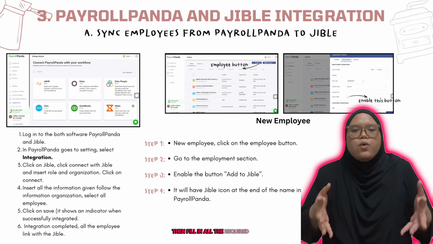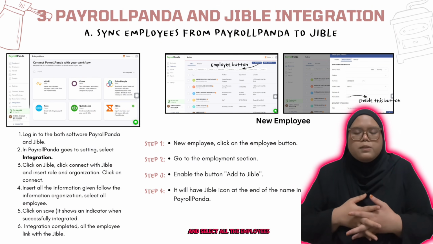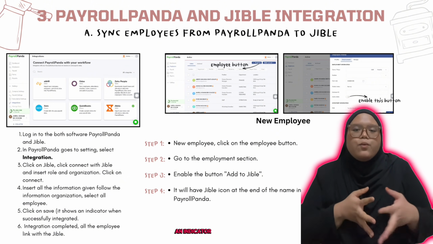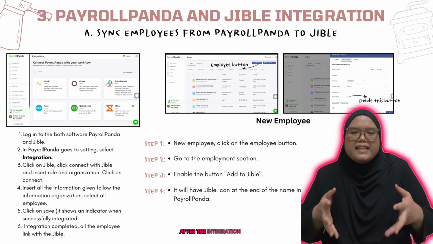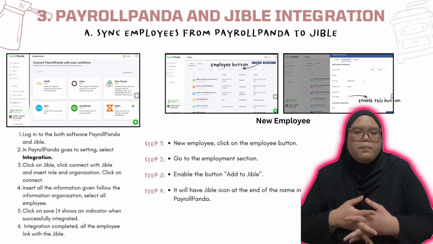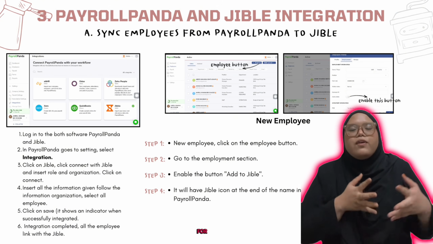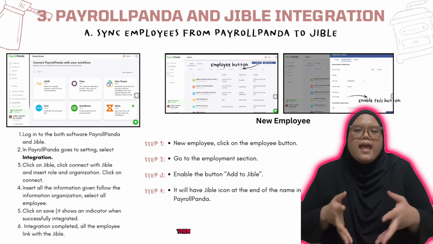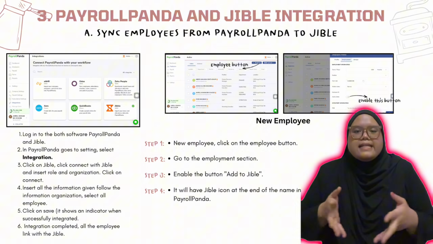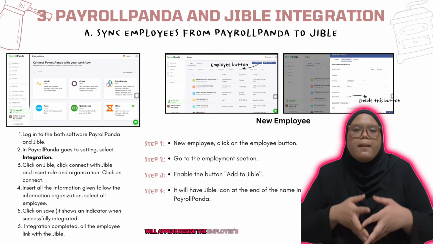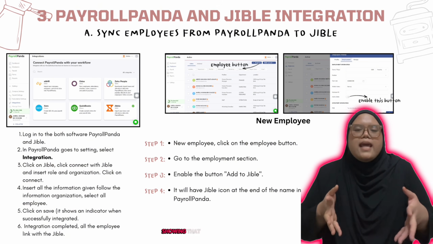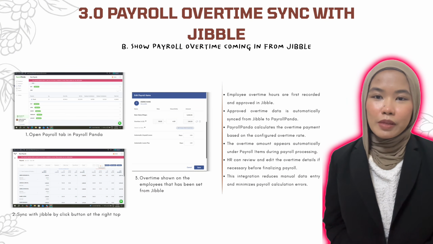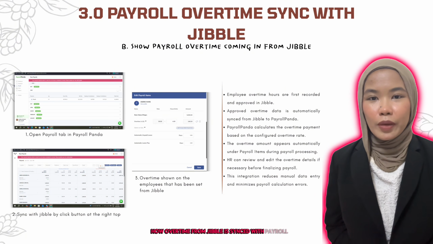Then, fill in all the required information and select all the employees before clicking the Save button. When the integration is successful, an indicator will appear in the system. After the integration is completed, all the employees will be linked with Jibble automatically. For the new employees, click on the Employee button and go to the Employment section. Then, enable the button Add to Jibble. Lastly, the Jibble icon will appear beside the employee's name in Payrollpanda, showing that the employee has been successfully linked with Jibble.